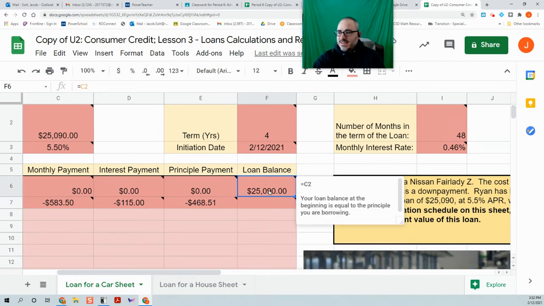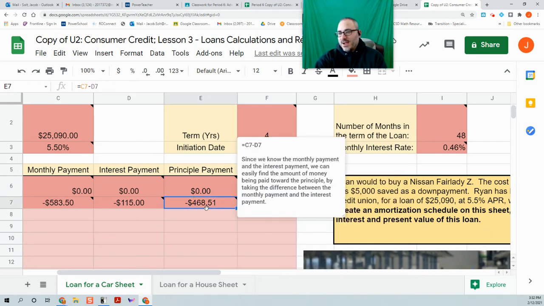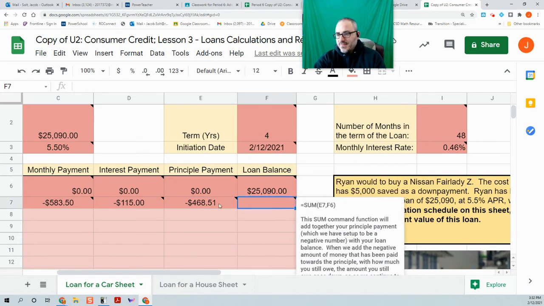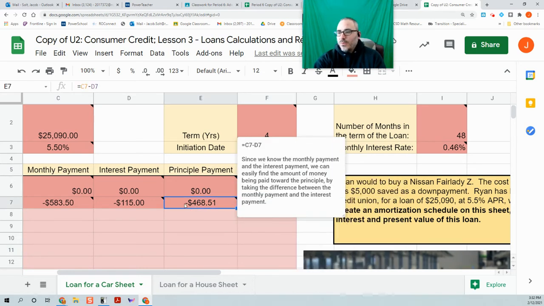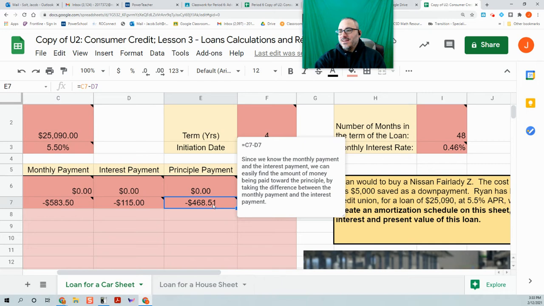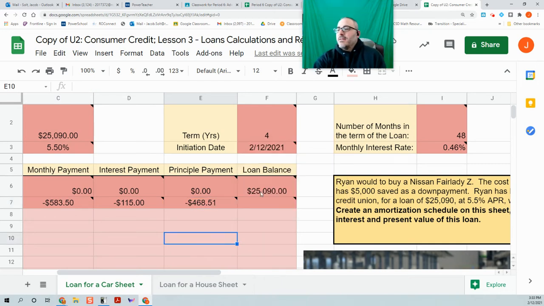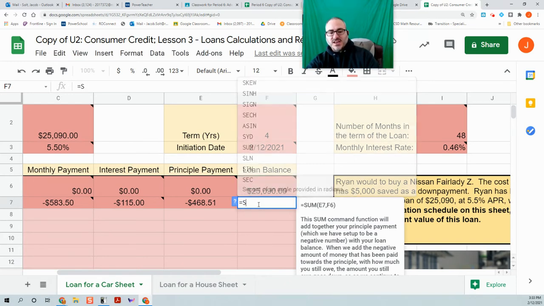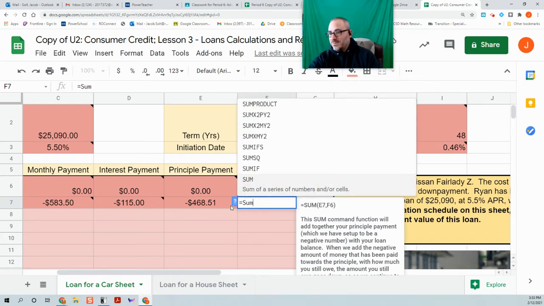The loan balance is going to be a function of this guy right here minus how much principal got paid, right? This principal is going to be knocking money off how much is owed. Because this is already a negative number, I can add these two things together, and it will subtract $468.51 from my loan balance. So if I say equal to the sum, add these two things together because one of them is negative.